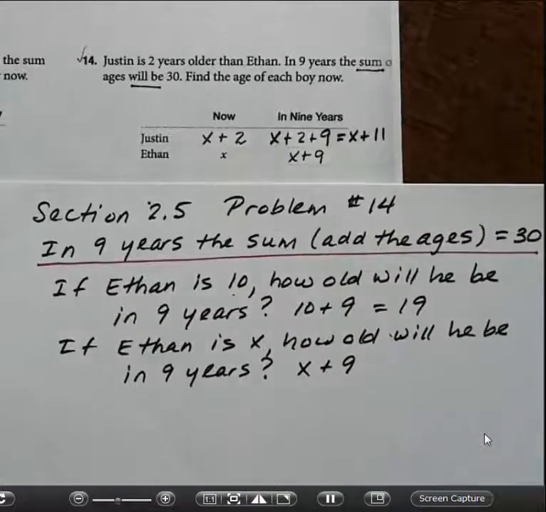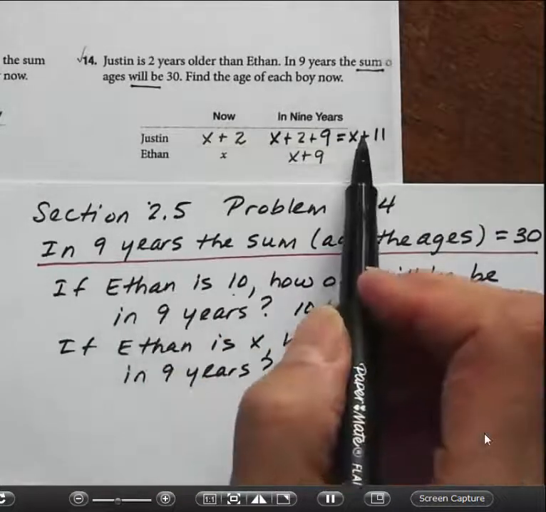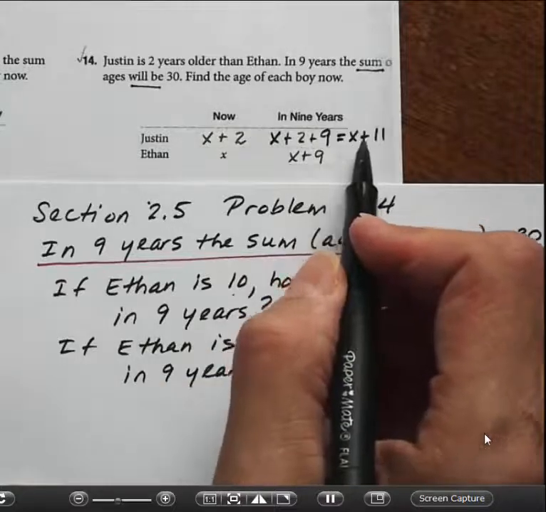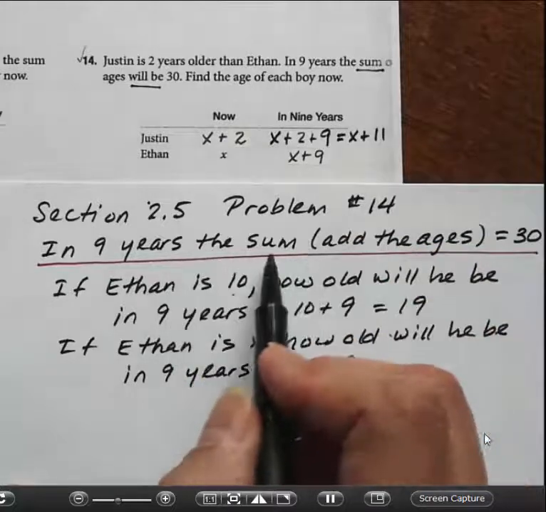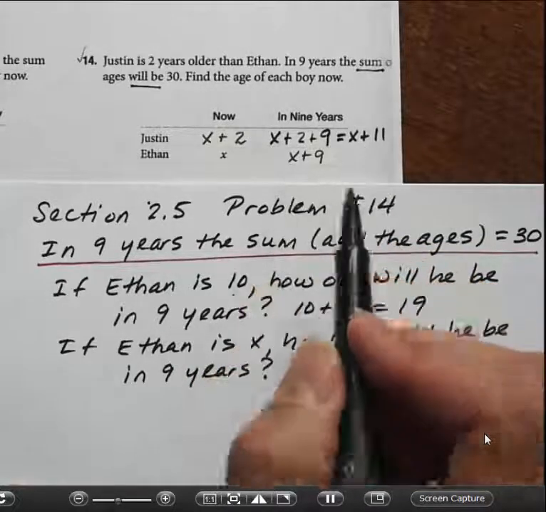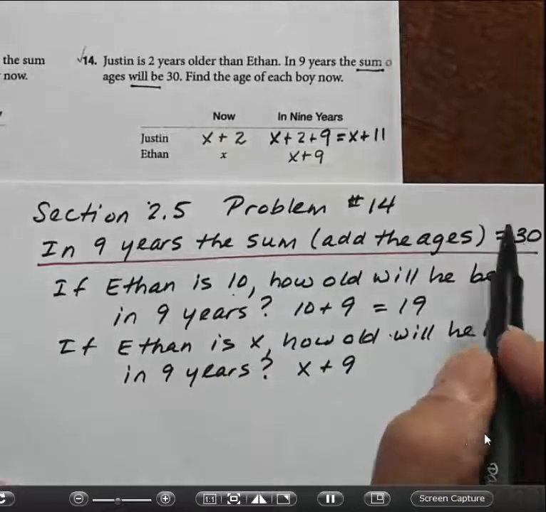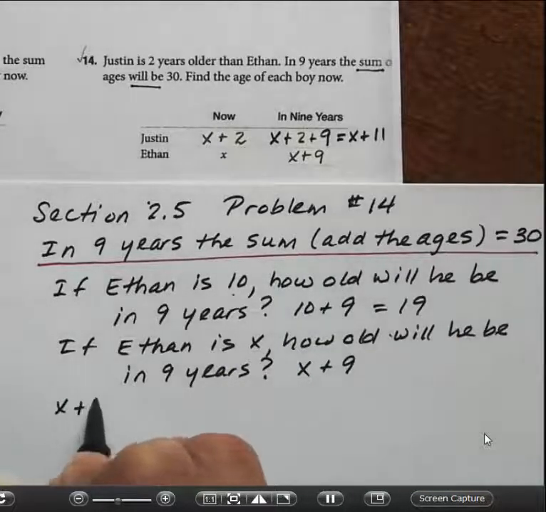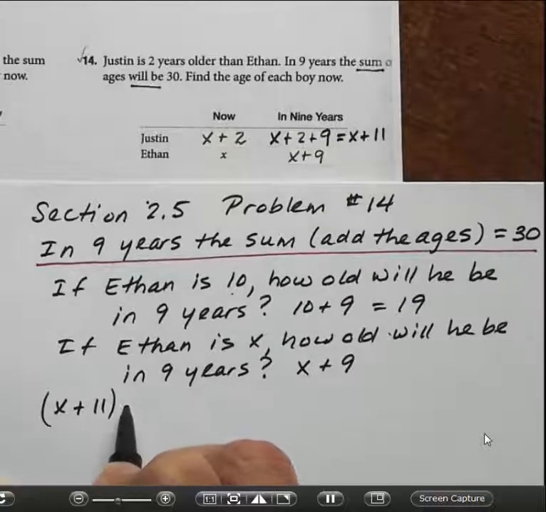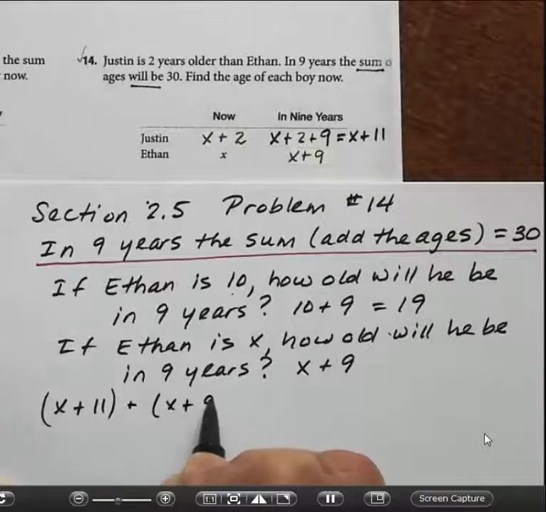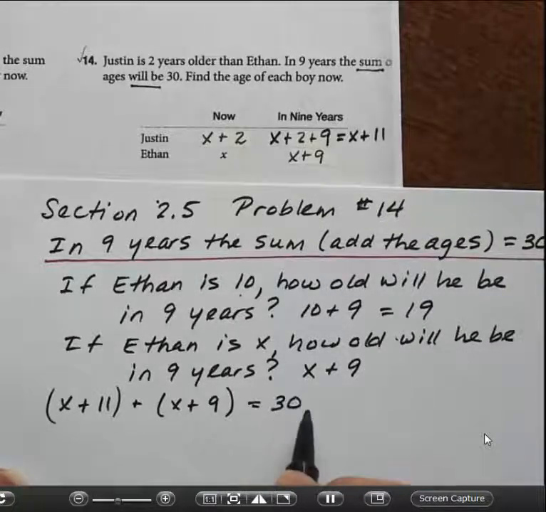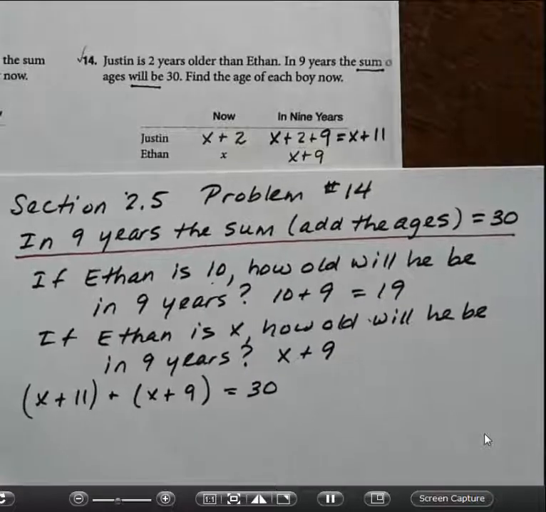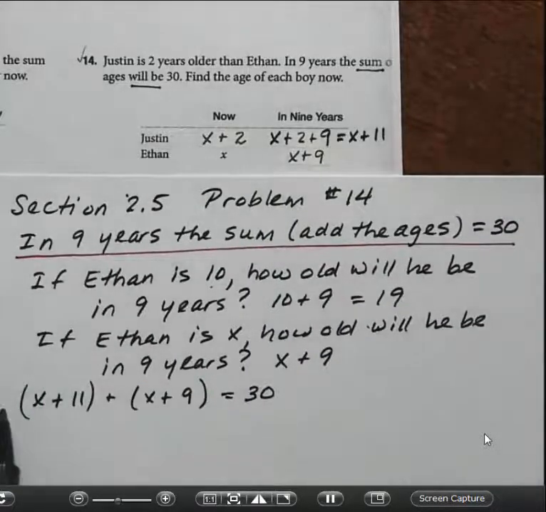And the sentence says, in 9 years, so when Justin is X plus 11 and Ethan is X plus 9, the sum, so if I take their ages and add them, should equal 30. And that's what I'm going to do. So X plus 11, that's Justin's age. And then I'm going to add X plus 9, that's Ethan's age. And that has to be equal to 30. And I'm just using the sentence that I had from up above here. I'm not doing any kind of distributing. There's no numbers out front of my parentheses, so I can just go ahead and remove my parentheses.